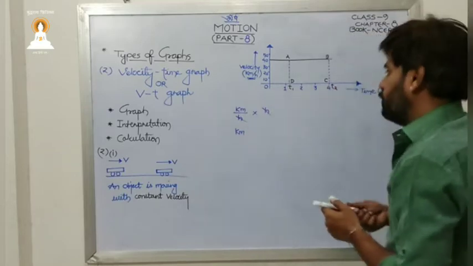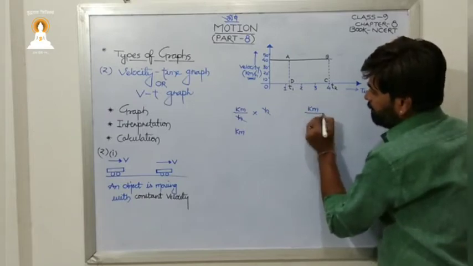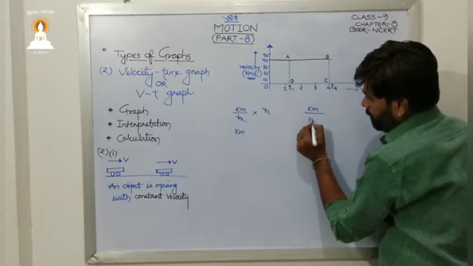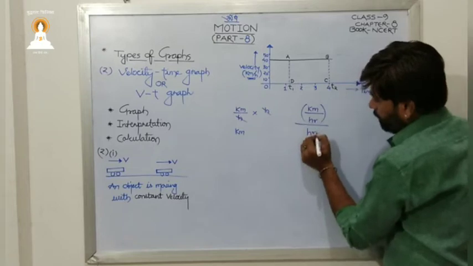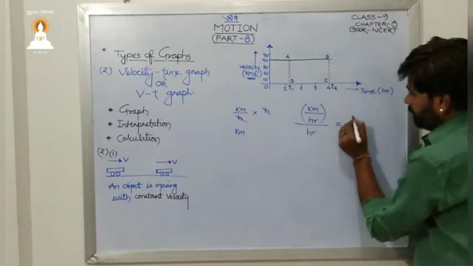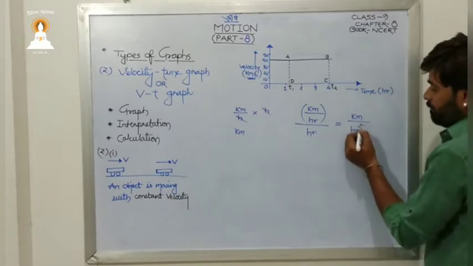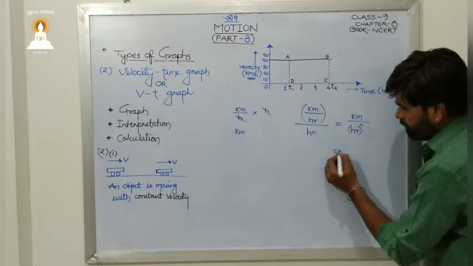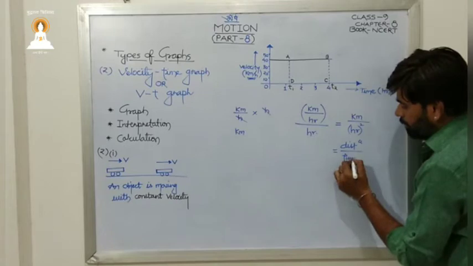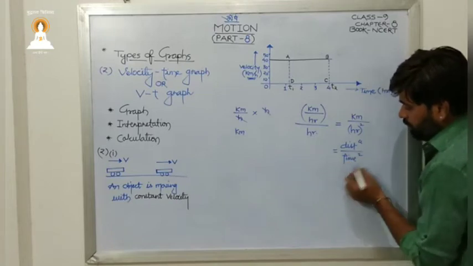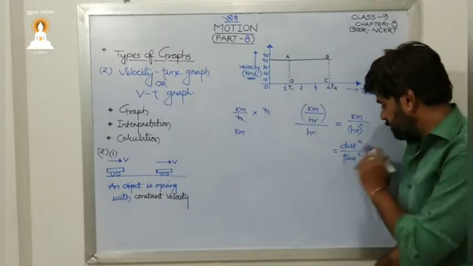Kilometer. Okay, you may ask, sir, if we divide them, then we will get kilometer upon r, and it is nothing but kilometer upon r square. Now, kilometer upon r square means nothing but distance upon time square. We don't have any such physical quantity in which we are having distance upon time square.